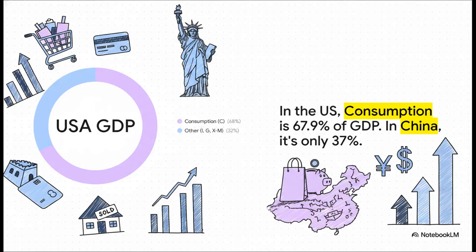Now, this is where it gets really interesting. Look at how much the role of consumption can vary. In the US, spending by households drives almost 70% of the entire economy. But then you look at China, where consumption is a much smaller slice of the pie, just 37%. This tells you right away that these countries have fundamentally different economic models.